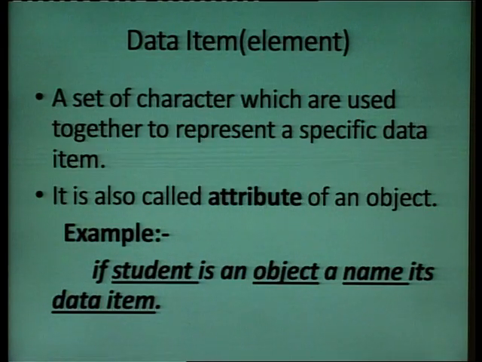It is also called an attribute of an object. For example, if student is an object, name is its data item. Clear?